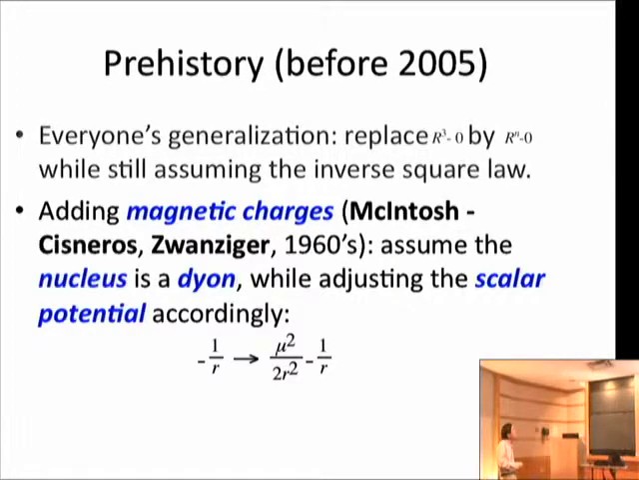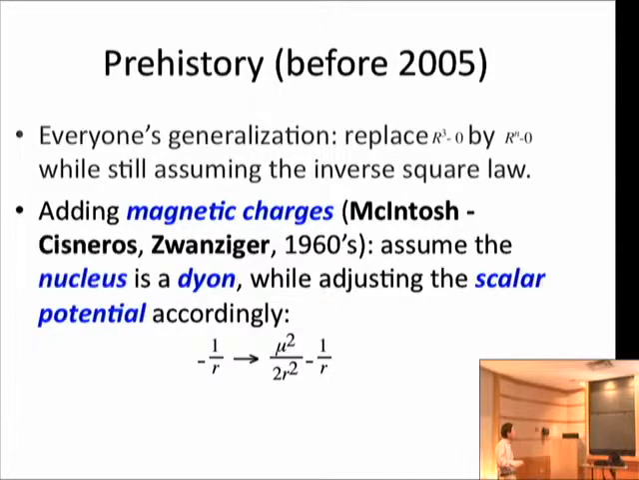But there is an interesting one, which is non-trivial to me. That is by adding magnetic charge. Two independent groups discovered this toward the end of the 60s. So basically, if I use the hydrogen atom as a model, you assume the nucleus is a dyon. That means it carries both electric charge and magnetic charge. In real physics, the hydrogen atom just carries electric charge, magnetically neutral. But hypothetically, since we're doing mathematics, we suppose it carries both magnetic charge and electric charge.